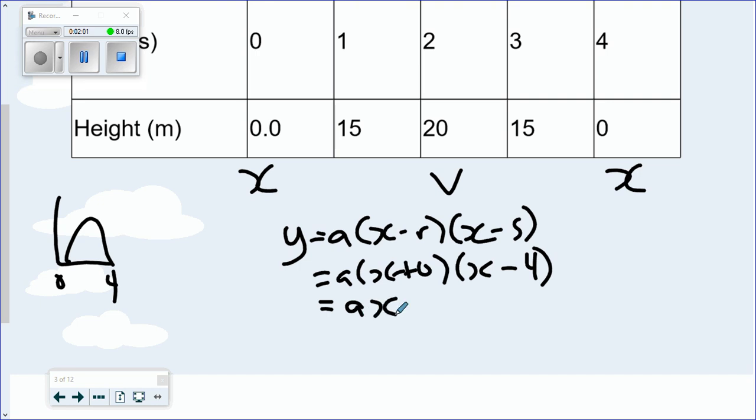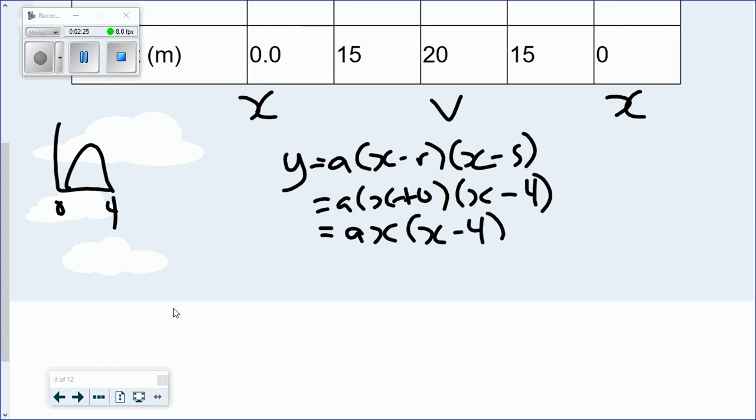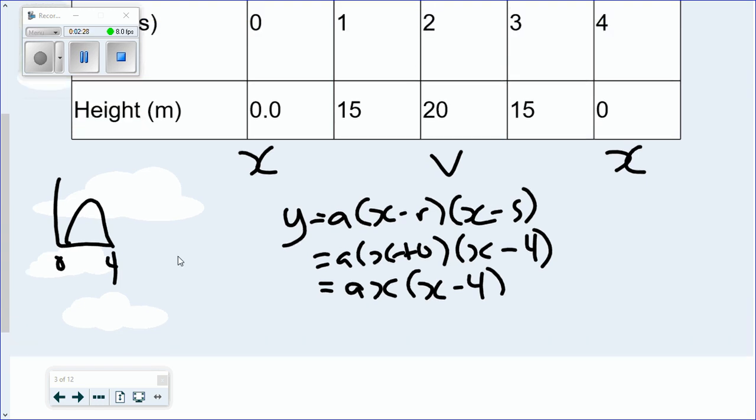Now, had I been thinking, I could have just jumped directly to a x, bracket x minus 4. But I wanted to show you what you do with a value of 0 and how it relates to the equation. We have seen it before, but it tends to get people a little messed up. Now, we need to use one other point in order to finish off our equation. Doesn't matter which point, we could use 1, 2, or 3. I'm going to choose to use the vertex.